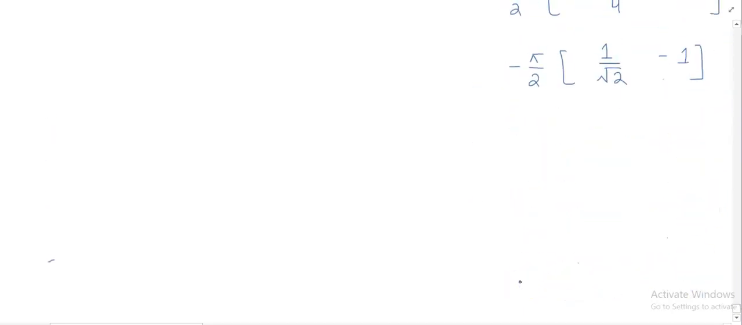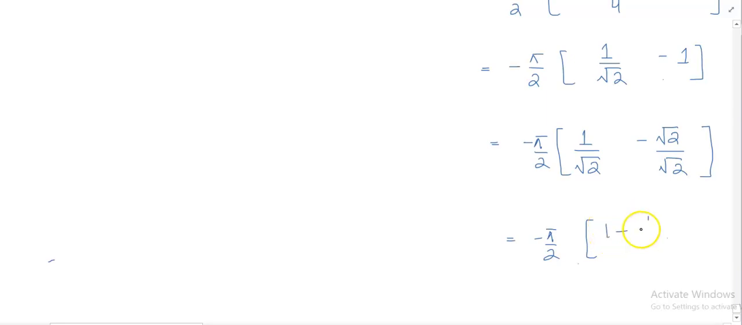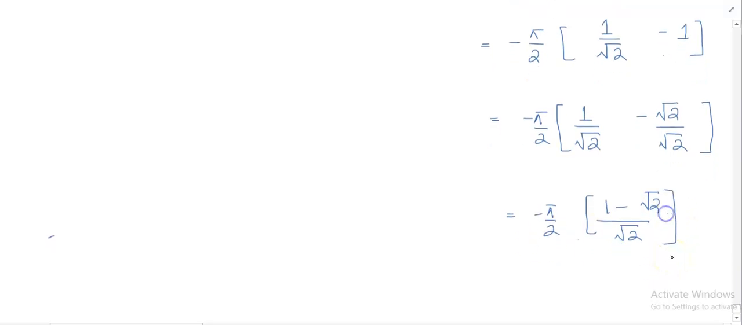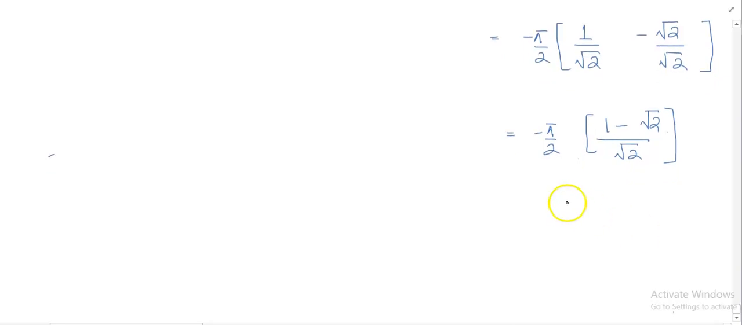Now I will multiply all of them together and see if I get the desired result. Over here, I'll make the denominators the same, which looks like this, and outside of this, I'm multiplying negative pi over 2. So I end up getting negative pi over 2 times 1 minus square root of 2 divided by square root of 2.